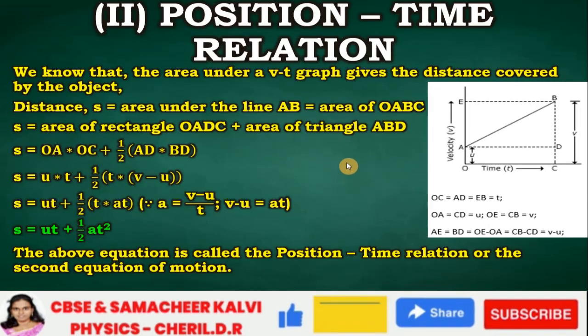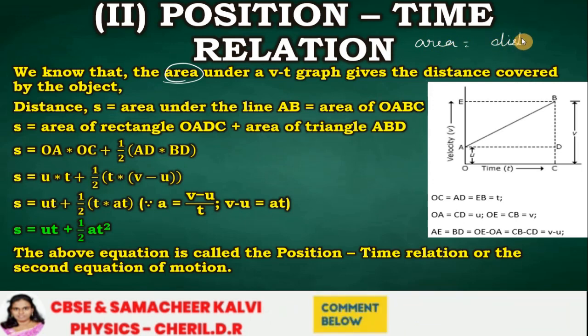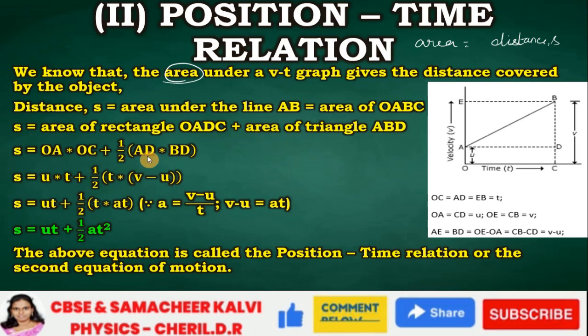Now we will get into the second equation of motion, that is your position time relation. Here also the same consideration is what we are going to consider, but here we are calculating the area, because we know that the area will give us the distance s. So we are considering the area under the line. All the area under this graph is going to be the area, so for this you have O, A, B, C. The area will be the rectangle and the triangle, so area of the rectangle plus area of the triangle.